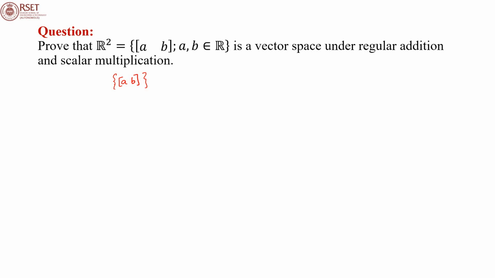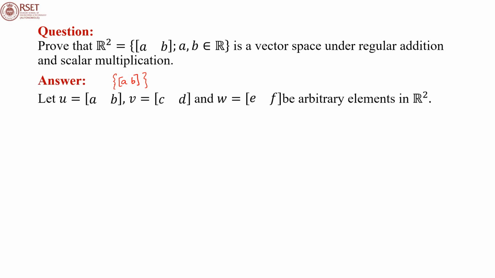In order to prove that R2 is a vector space, we have to prove all the 10 properties. So let u, v and w be arbitrary elements in R2. Now the first property is closure under addition. What is u plus v? u plus v is equal to (a, b) plus (c, d), which under regular matrix addition is equal to (a plus c, b plus d). Again, this is an element of R2. So u plus v belongs to R2, or in other words, A1 is being satisfied.